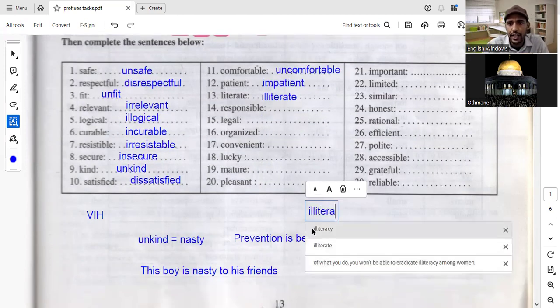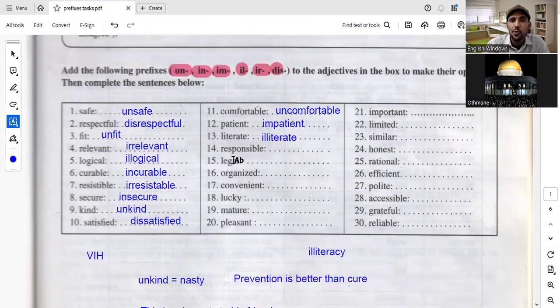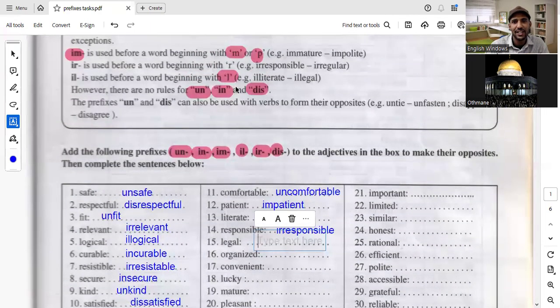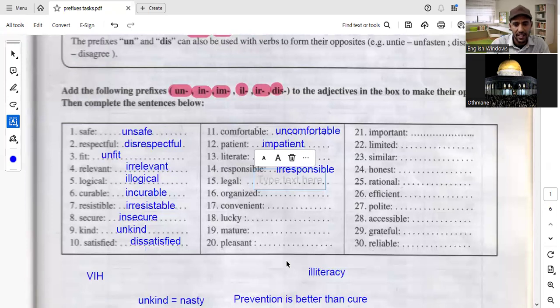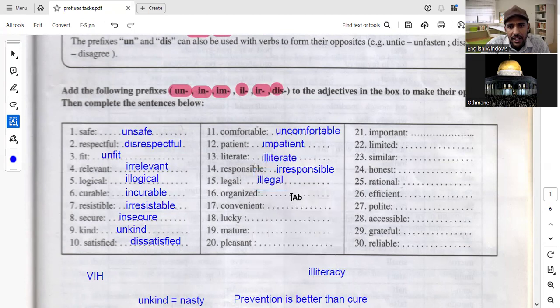Illiteracy, that's the name. Responsible, irresponsible. We said that before, good job. Now legal, illegal. Words beginning with L, we say illegal. Here we go. Organized, disorganized. Very good. Disorganized, meaning scattered, not organized.